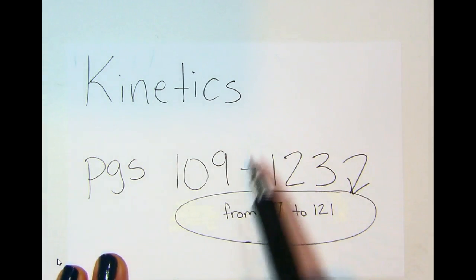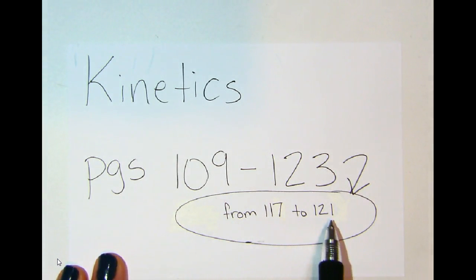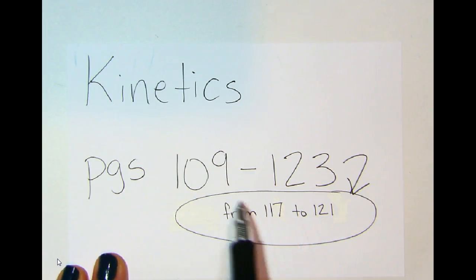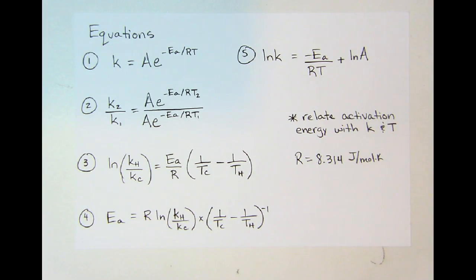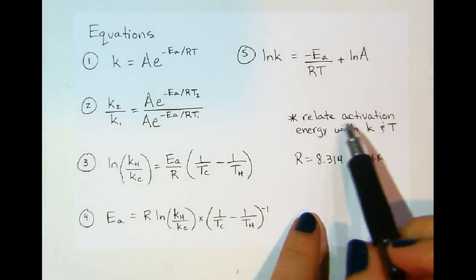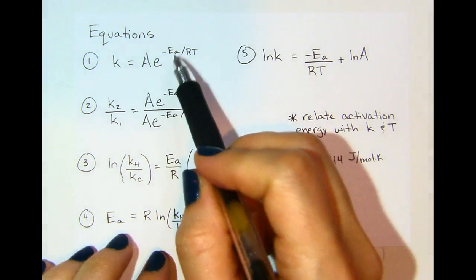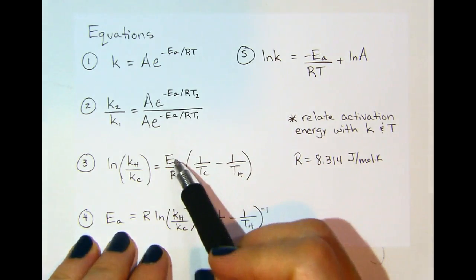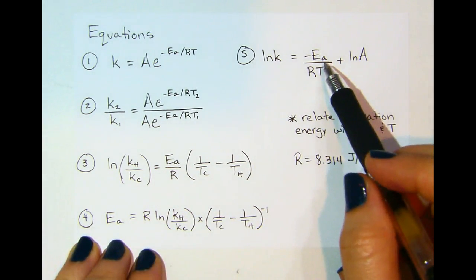Now let's look at pages 117 to 121, which are the sample problems found in pages 109 to 123. This is a note card of some equations that you're going to want to be familiar with. And what I want you to notice is that all of them relate activation energy, which is E sub A. So notice we have E sub A in all of these.